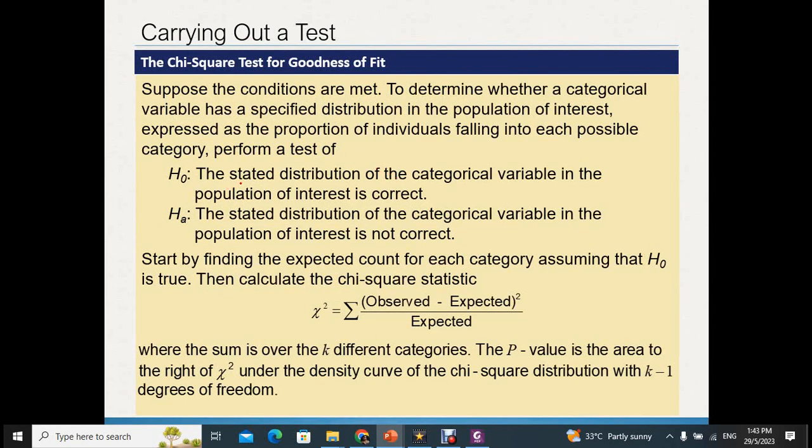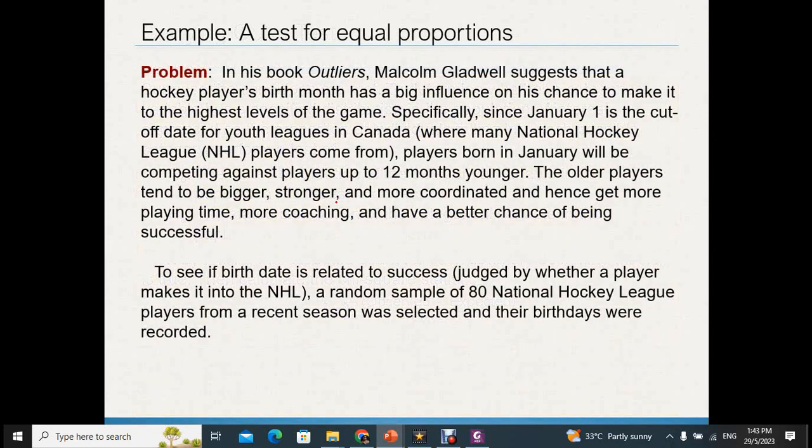H null says the stated distribution of the categorical variable in the population of interest is correct. H alternative says the stated distribution is not correct. Normally this one is correct, this one is not correct. Then you need to calculate this X square, find the p-value based on the table. What is the df? It is k minus 1. Then check the table and you get the answer.